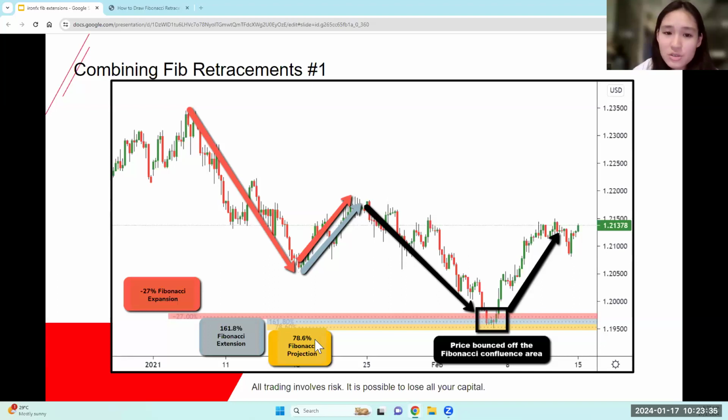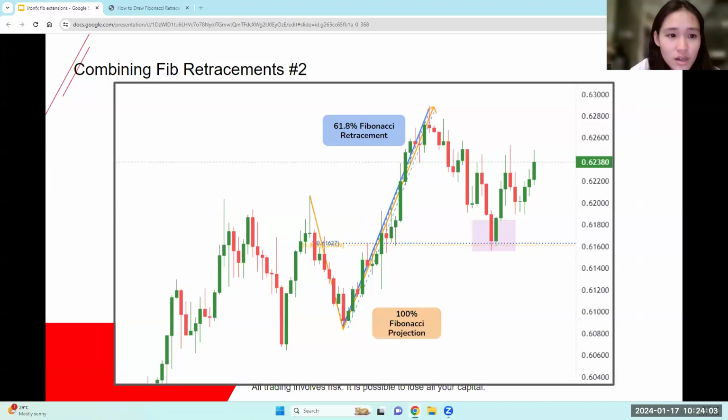Fibonacci projection also uses a lightning bolt shape similar to the expansion, so you can use those together. For Fibonacci expansion, you can see the trend line that we are following from the red arrow, and for Fibonacci projection, we are looking at the black arrow. We can see that price bounced off of the Fibonacci confluence area over here. That's how you use confluence.